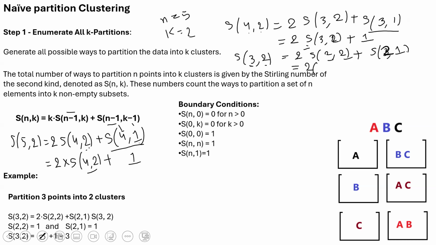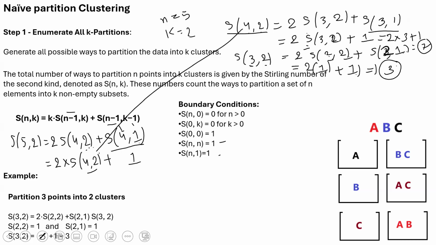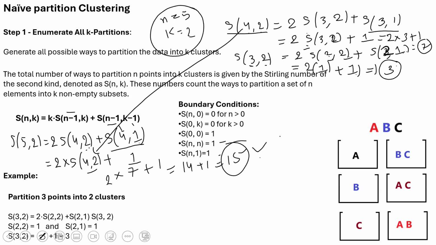2 into S of 2 comma 2 is 1, plus S of n comma 1 is 1, right? From this, n comma n is 1, n comma 1 is 1. So the value for this is 2 plus 1, which is 3. I replace this here, so this comes down to 2 into 3 plus 1, which is 7. Again replace this S of 4 comma 2 here. So that is 2 into 7 plus 1, which is 14 plus 1, which is 15. So the total number of enumerations possible for n equal to 5, k equal to 2 is 15.